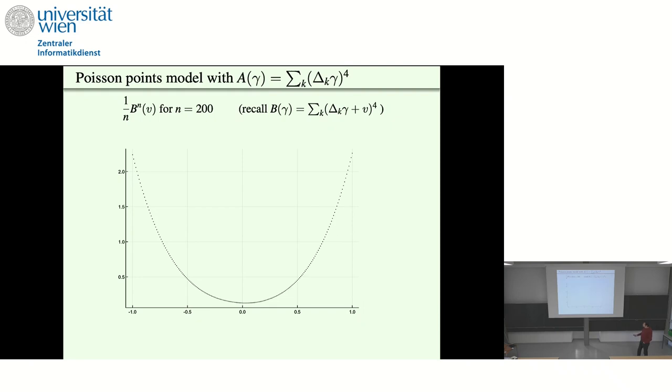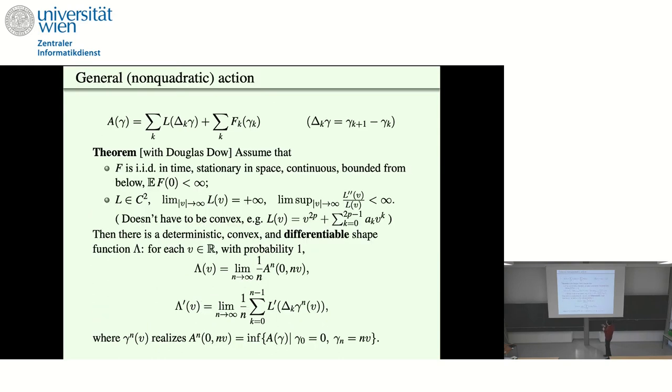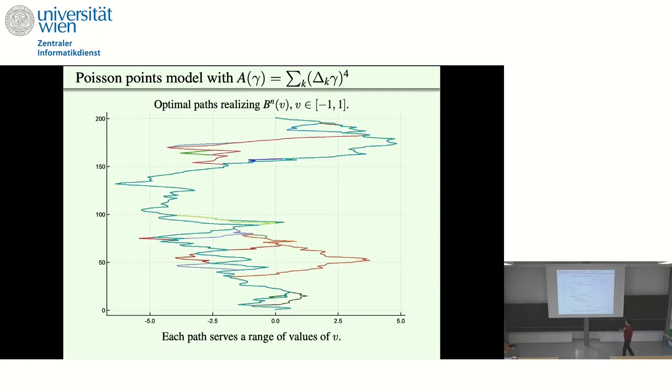Now this is not smooth, because this is piecewise smooth, because we had this quartic action, and it turns out it's sort of obvious that in that model, the same path works not just as a minimizer for one value of V, but for a whole range of values of V. Because in this model the collection of paths is discrete, so you choose between finitely many of them. If you found a good path for some V, then probably for nearby Vs it's going to work as well. And actually, it turns out to be super true.